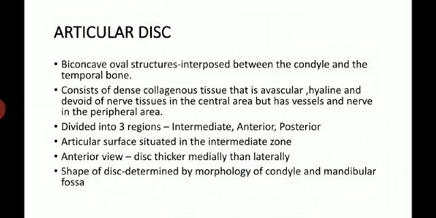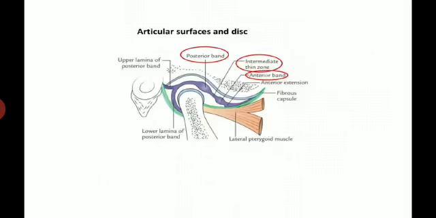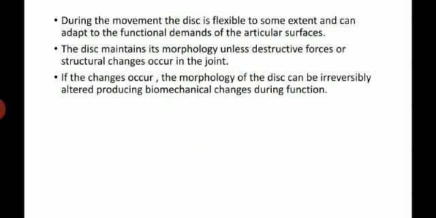Now in the anterior view, the disc is thicker medially than laterally. The shape of the disc is determined by the morphology of the condyle and the mandibular fossa. Now during movement, the disc is flexible to some extent and can adapt to the functional demands of the articular surface. The disc maintains its morphology unless destructive forces or structural changes occur in the joint. If these changes occur, the morphology of the disc can be irreversibly altered, producing biomechanical changes during function.